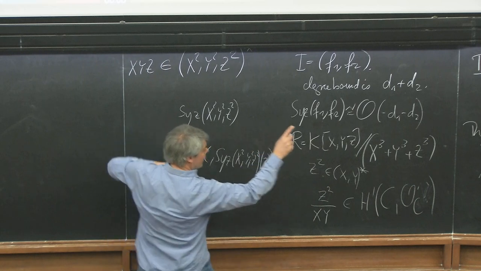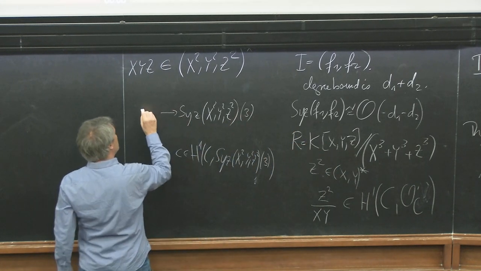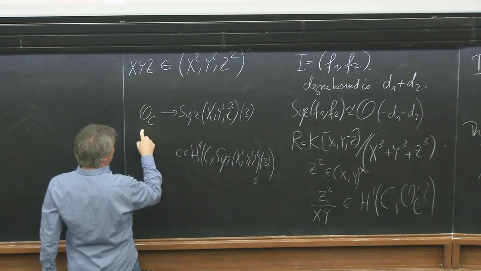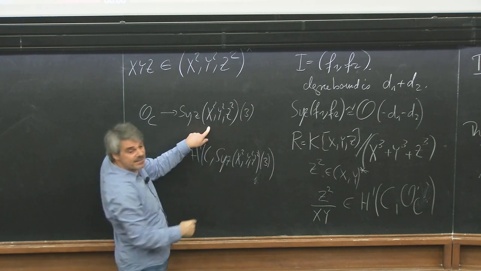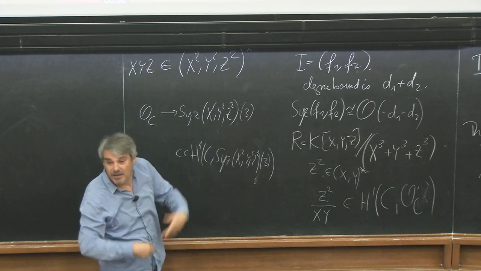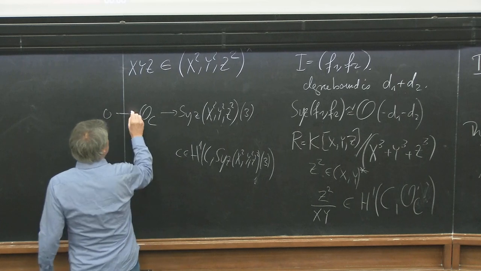And the curve equation gives us a global section of this bundle just by sending 1 to (x, y, z). Now you see (x, y, z) is a syzygy because x times x squared plus y times y squared plus z times z squared is zero by the curve equation. And so this is injective.